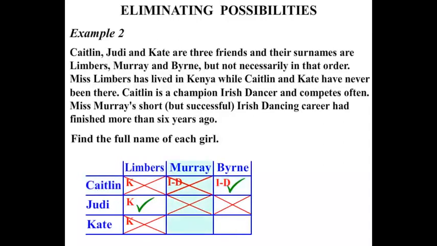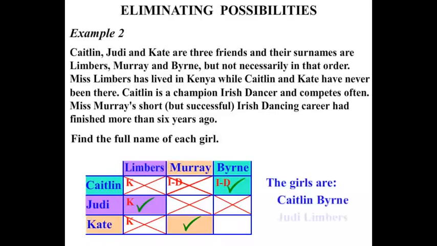And looking at the Murray column, 2 positions are crossed out. The only third position, give that a tick. So I think we've got everybody. We've got Caitlin, Byrne, we've got Judy, Limbers, and finally we've got Kate, Murray. So the girls are Caitlin Byrne, Judy Limbers, and Kate Murray.